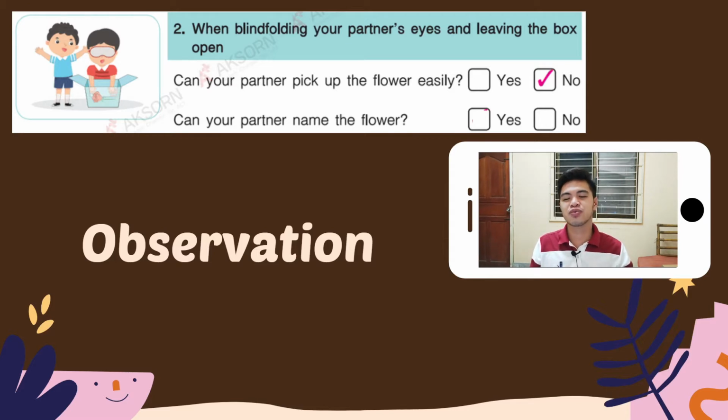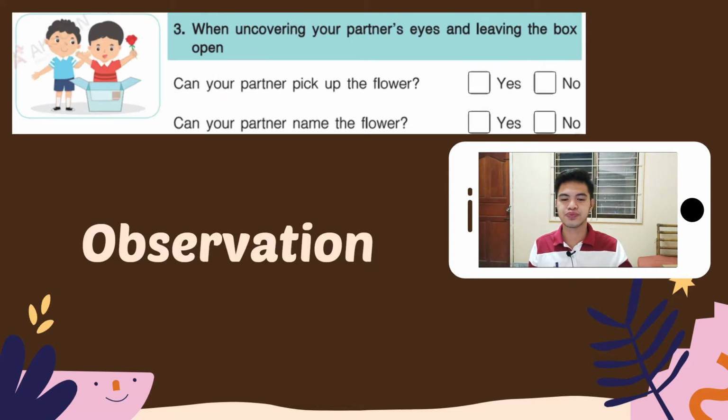And then the next question is, can your partner name the flower? Okay, we can ask, can your partner name the flower? And the answer can be yes, because he can sense the flower with his hands.